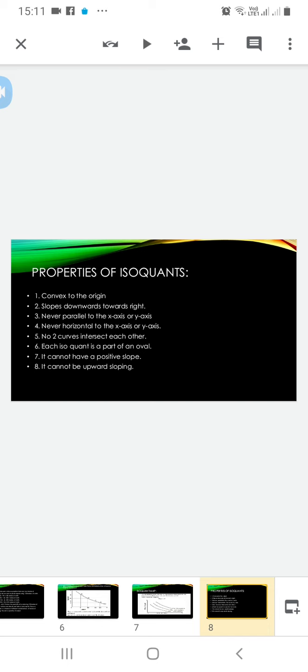Isoquants do not intersect each other. A higher isoquant gives a higher level of output than a lower isoquant. If one isoquant corresponding to 20 units and another to 30 units of output intersect each other, the same combination can produce 20 units on the lower isoquant and 30 units on the higher isoquant. Sounds absurd. Therefore, isoquants do not intersect each other.